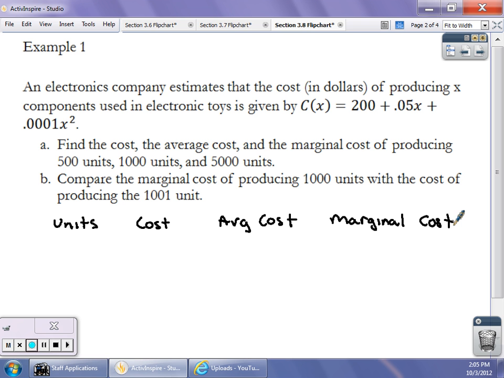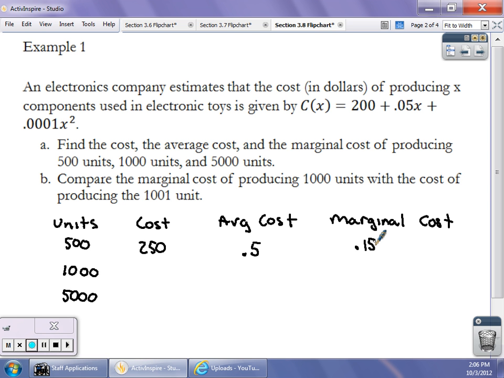And we have 500, 1,000, and 5,000. Now to get the total cost, we're just going to put 500 into the cost equation. That's all we're doing. So we got that to be about 250. The average cost then would be about 50 cents, or about 0.5. And the marginal cost would be about 0.15. That's the derivative at 500.